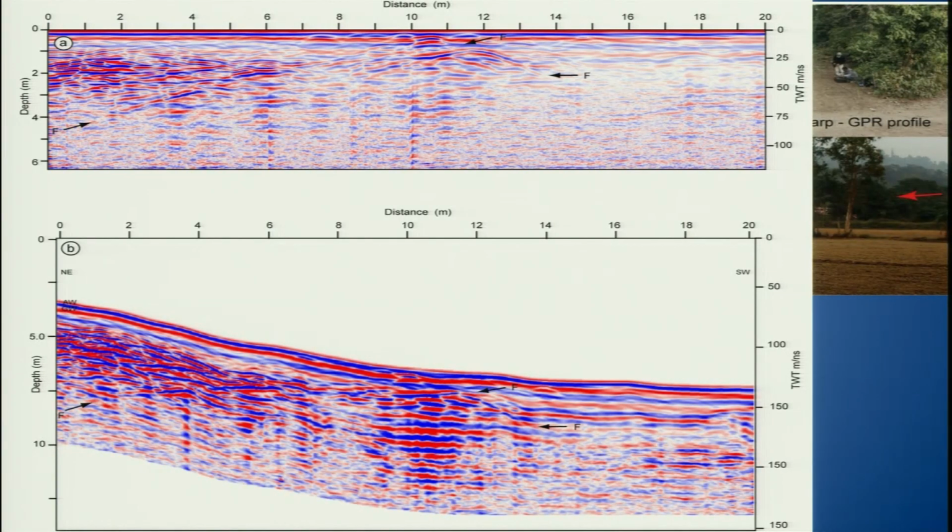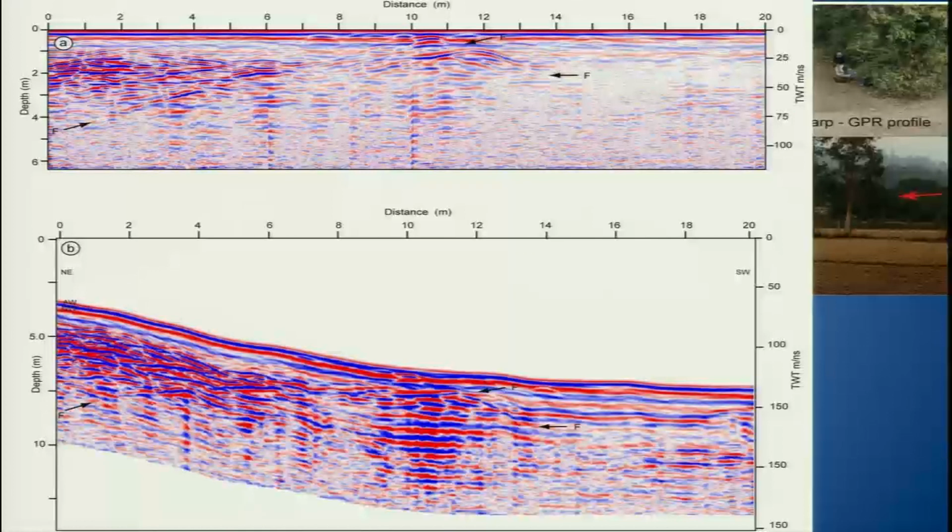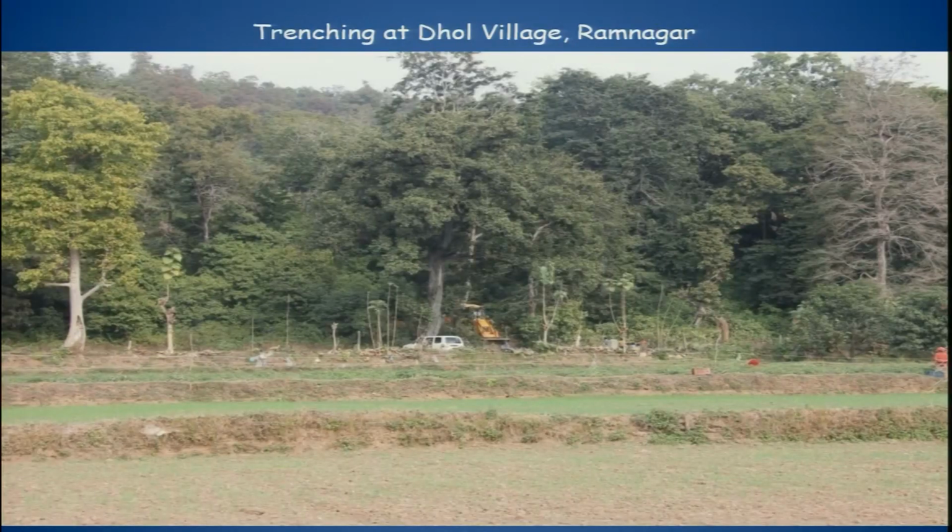Until we open it, we won't be able to say that these are young deposits. But looking at the topography here, it was at least confirmed that this scarp is developed by displacing the young deposits in this area. So we were confident enough that whatever we were seeing is the near surface stratigraphy and has to be in young deposits. So finally we started opening the trench.